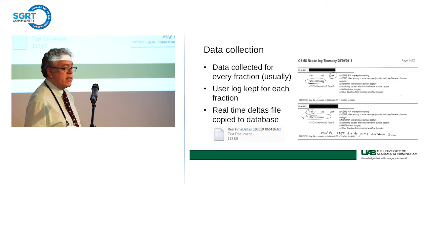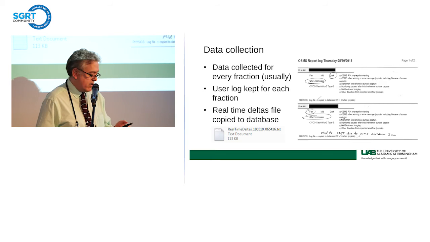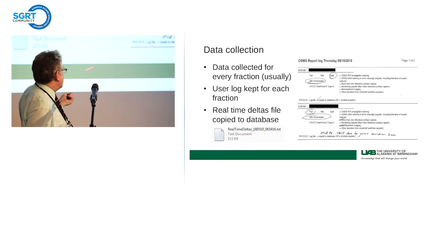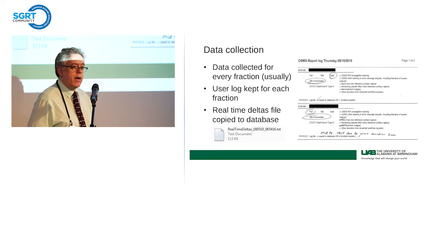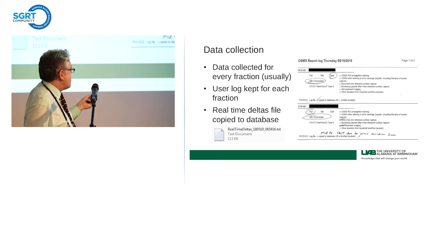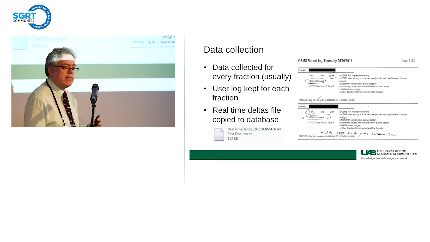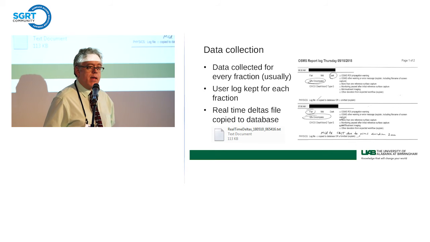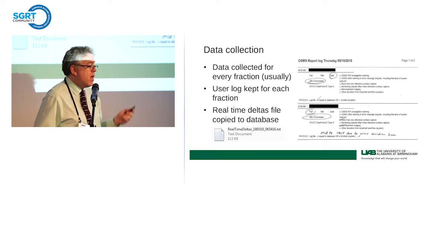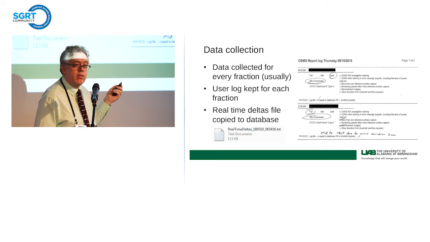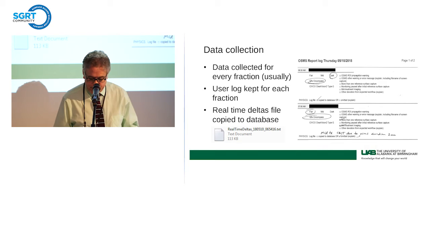So then the physics team periodically goes through these logs and captures the real-time delta log files saved by OSMS. We don't gather the ones for which there was some oddity that happened, because they're really hard to interpret. Now, we do keep track of how many, and there really aren't very many that have aberrations like this. It's probably less than 5%.